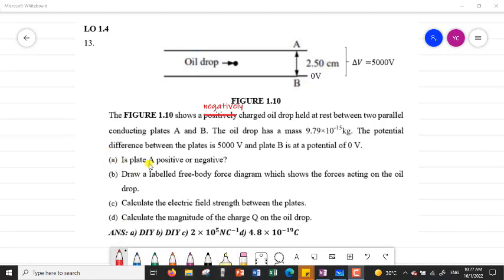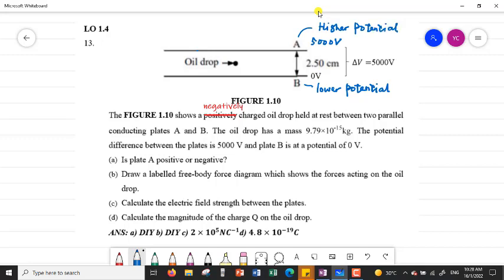Question A asks, is plate A positive or negative? How are we going to know that? We refer to the value of potential difference given and also the value for plate B. The question tells us that plate B is at potential 0 volts, so plate B is at lower potential. And because our potential difference is positive 5000 volts, plate A is at higher potential, in which the value will be 5000 volts.